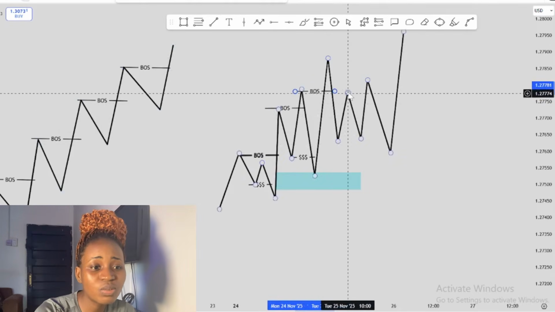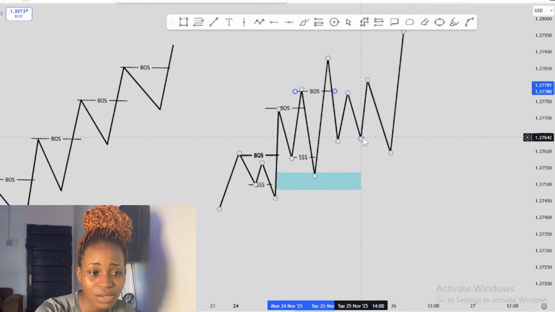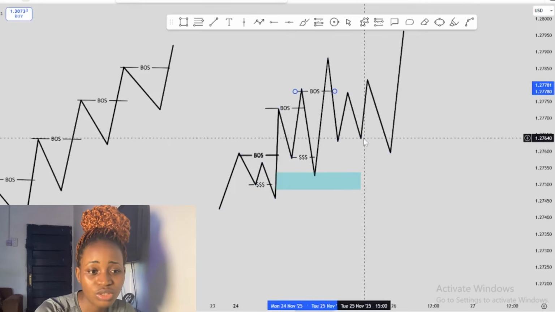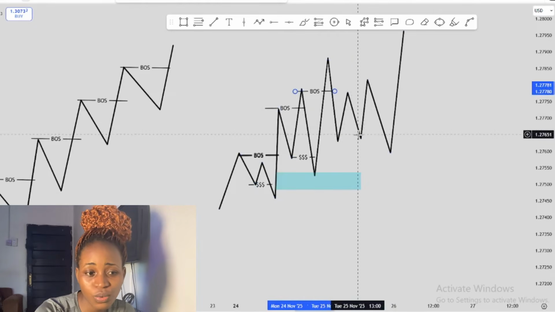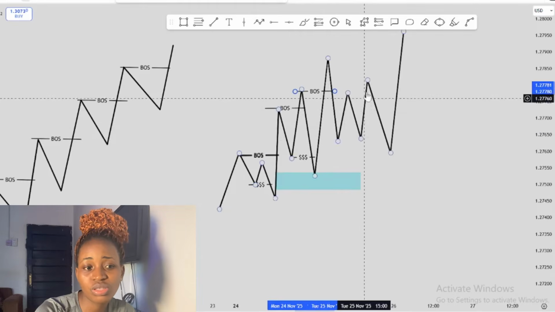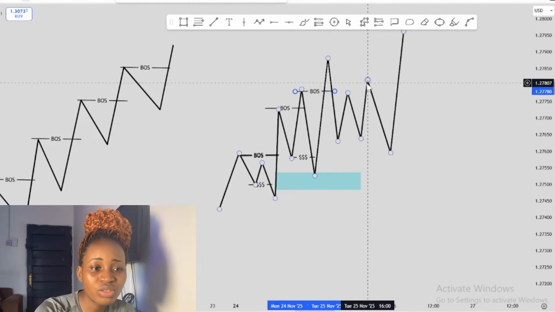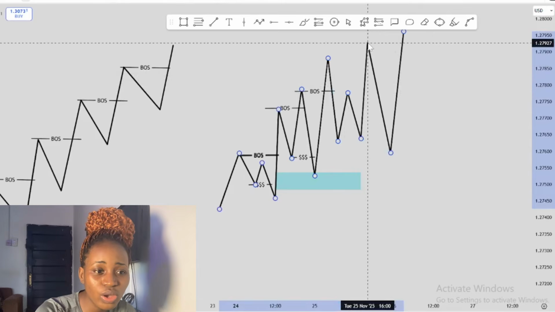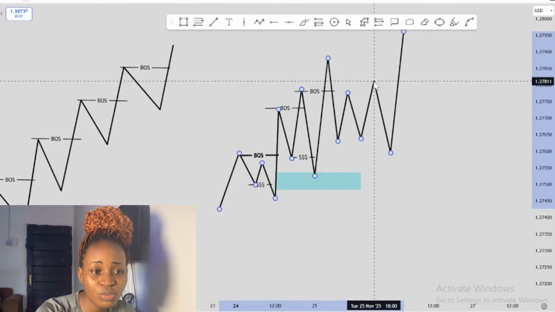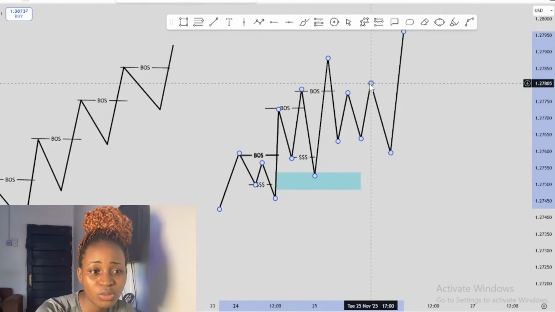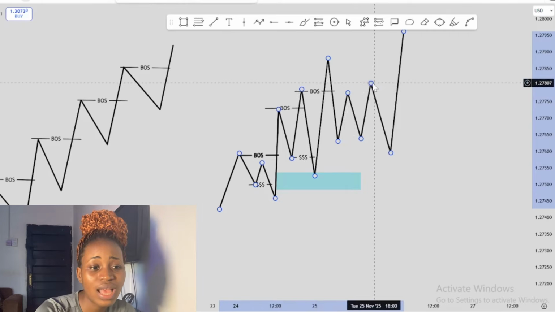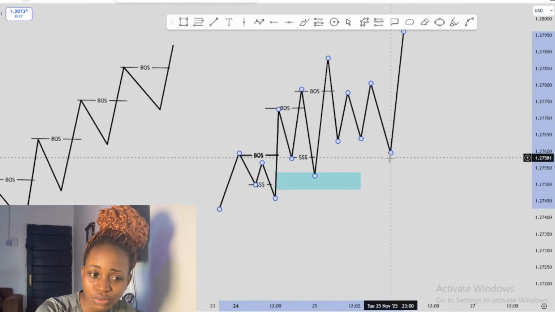But sometimes the market will still come back down into that zone to create an equal low. After creating an equal low, it will still push up, taking out this one. After taking out this one, price will not still push all the way up to take out the previous one. It may stop somewhere here, right? It may stop somewhere here after taking out the previous one and still drop down.